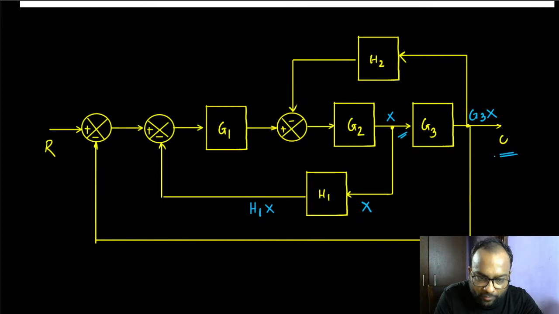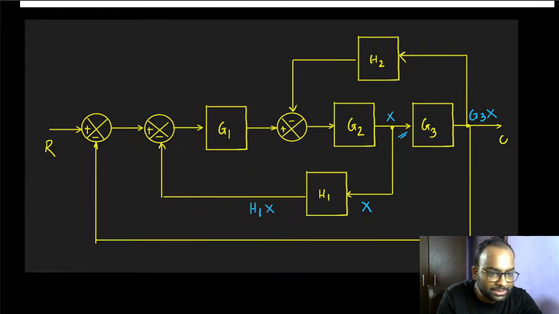So G3X will, of course, be equal to C, but let's not think about that right now. The signal here is going to be G3X because that's the output of this block. The input of this block is X. The block has a transfer function of G3. So the output of this block will be G3X. Right?